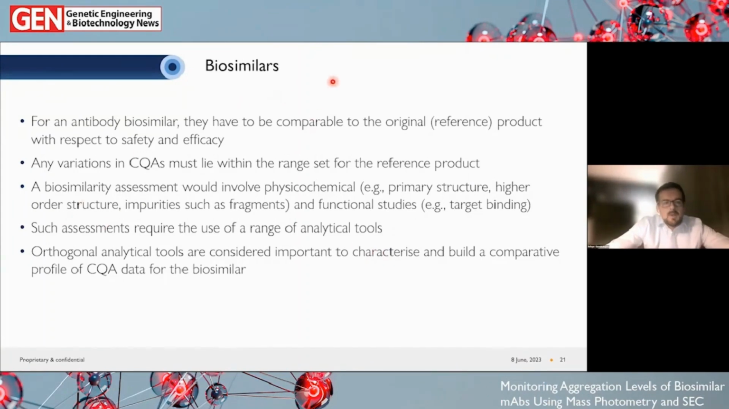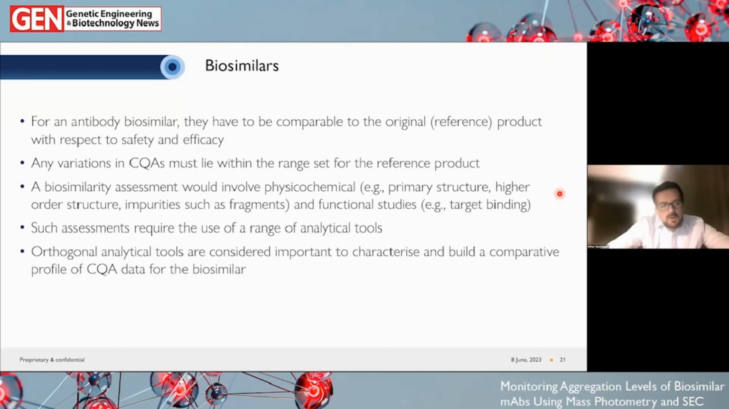So where biosimilars are concerned, from an analytical or characterization perspective, it's important for the manufacturer of the biosimilar to create something that is very comparable to the original reference product with respect to safety and efficacy. And any variations in the critical quality attributes will need to lie within the range that was set for the original reference product.